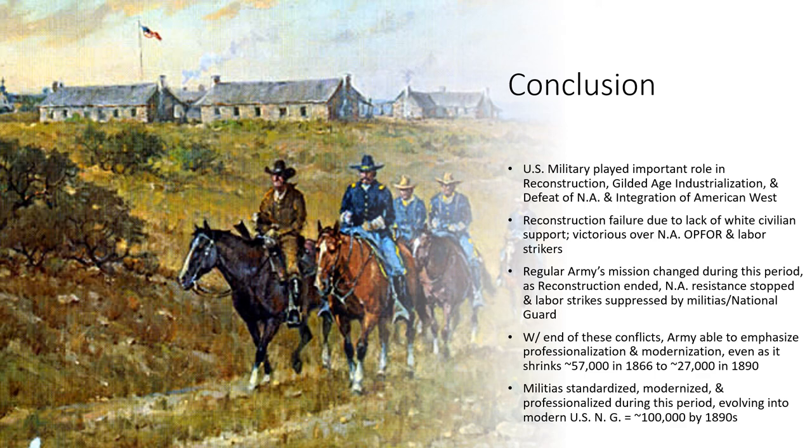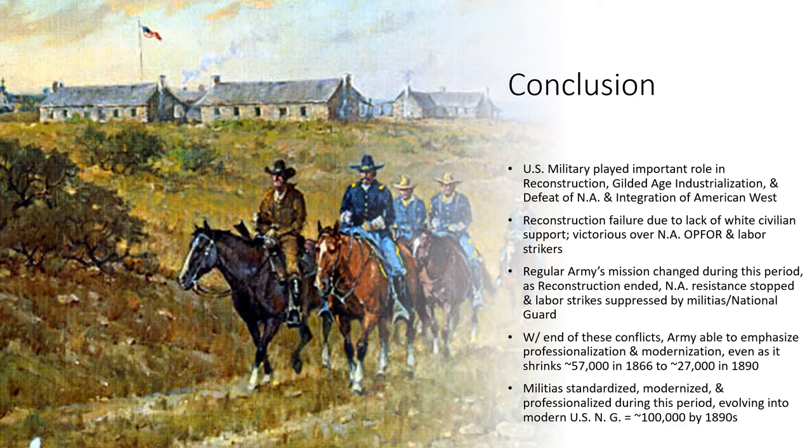The U.S. regular professional Army's mission changed during this period. As Reconstruction comes to an end, Native American resistance is basically stopped, and labor strikes are suppressed. The militias, which become the National Guard, will take over the labor strikes suppression from the U.S. Army. The U.S. Army is withdrawn from the South, from Reconstruction. And of course, the U.S. Army does eventually defeat Native Americans by about the 1890s.